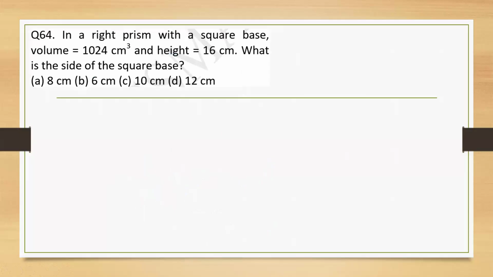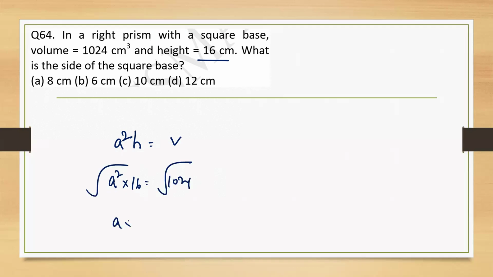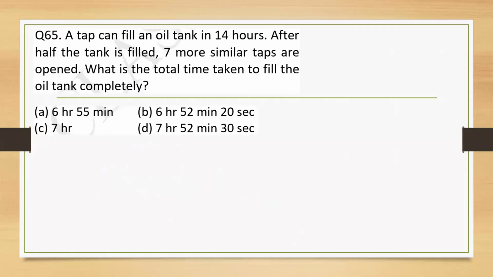A square prism, okay, a right prism with a square base, volume is 1024 and the height is 16. Square prism volume is base area into height, which is equal to the volume. So a square into 16 is equal to 1024. Do under root. It becomes a into 4 is equal to 32. Therefore, a is equal to 8. So the side of the square base is 8.